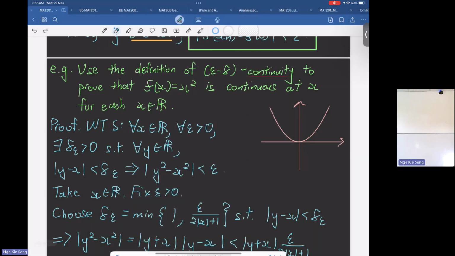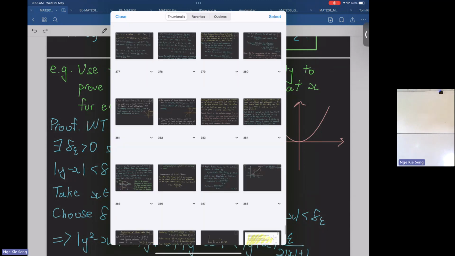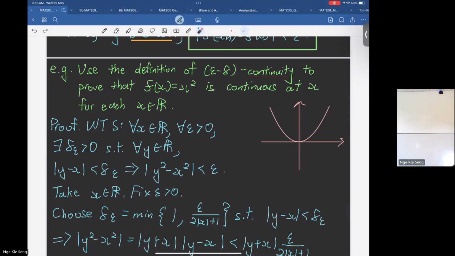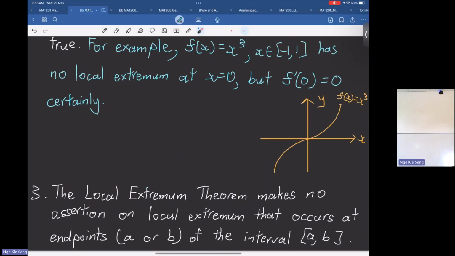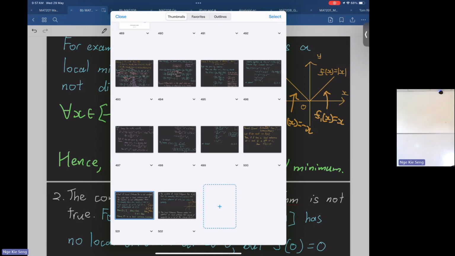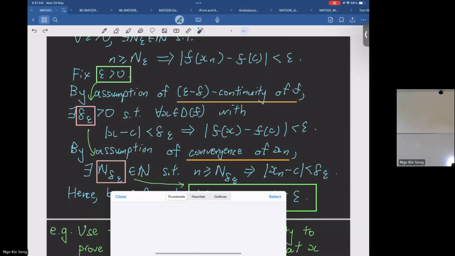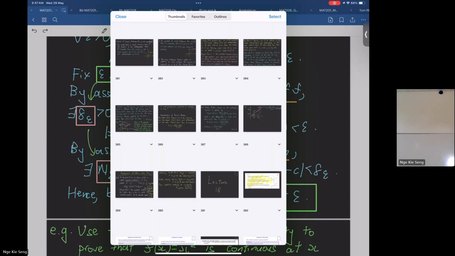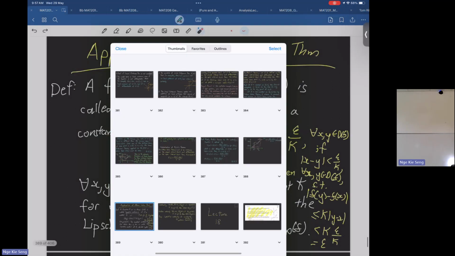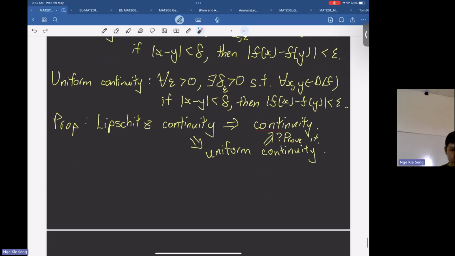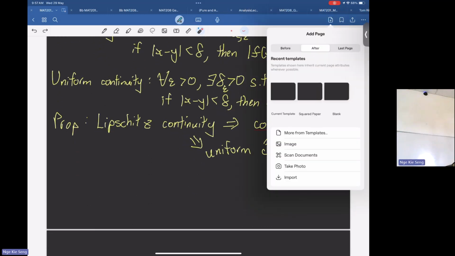Before we take a break, we need to do a small result and then we'll take a break. I wrote the Lipschitz stuff here. So there's a small result here.